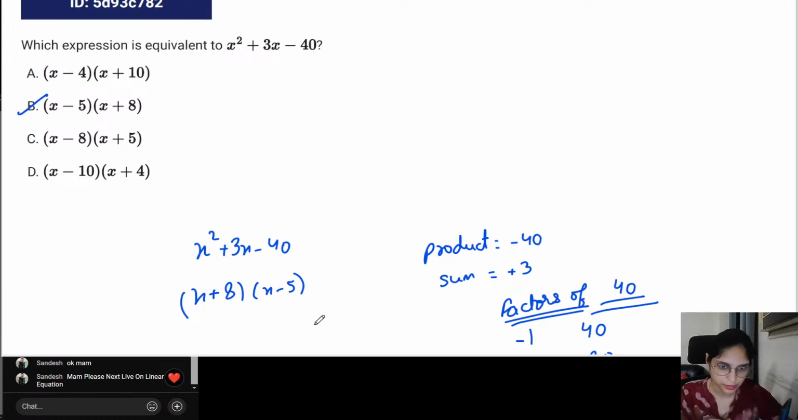X minus 5, x plus 8. Because 8 minus 5 is plus 3, 8 times negative 5 is negative 14.